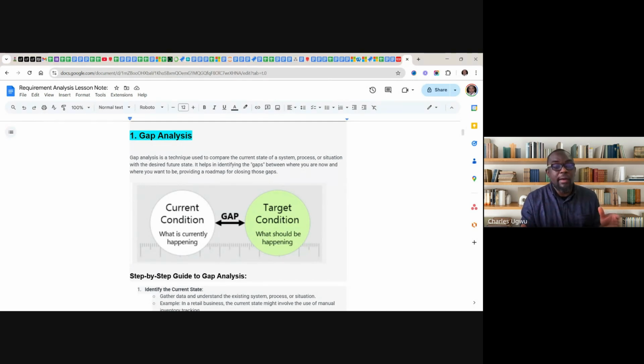Then you need to compare the two. Let's say 2020 to 2025. You are using a 2020 model and you want to upgrade it to the 2025 model. So you need to look at those two as a system. I want to use a system here. So a car is a system.